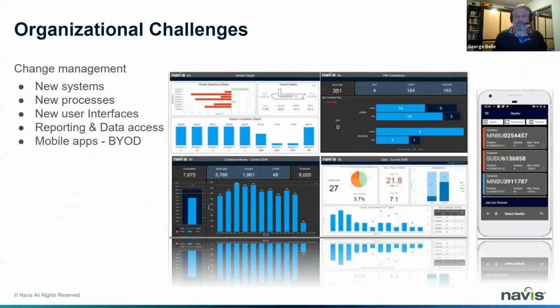Anytime we have new systems and new processes, you really have to think about how to train the users. The people out in the yard are probably really good at moving cargo, but are they good at using a computer system to identify how they move that cargo, or the equipment they use to move it, or the 12 fields or whatever they may need to capture?